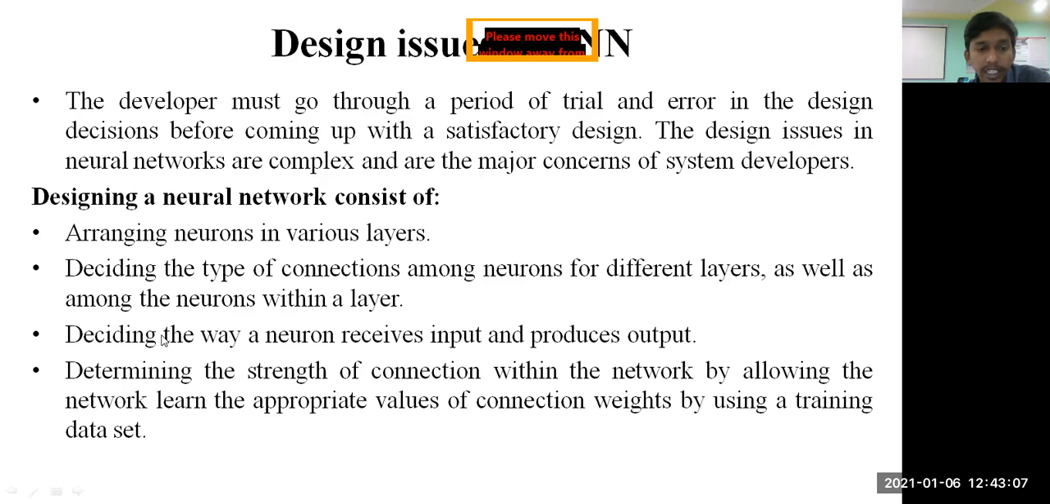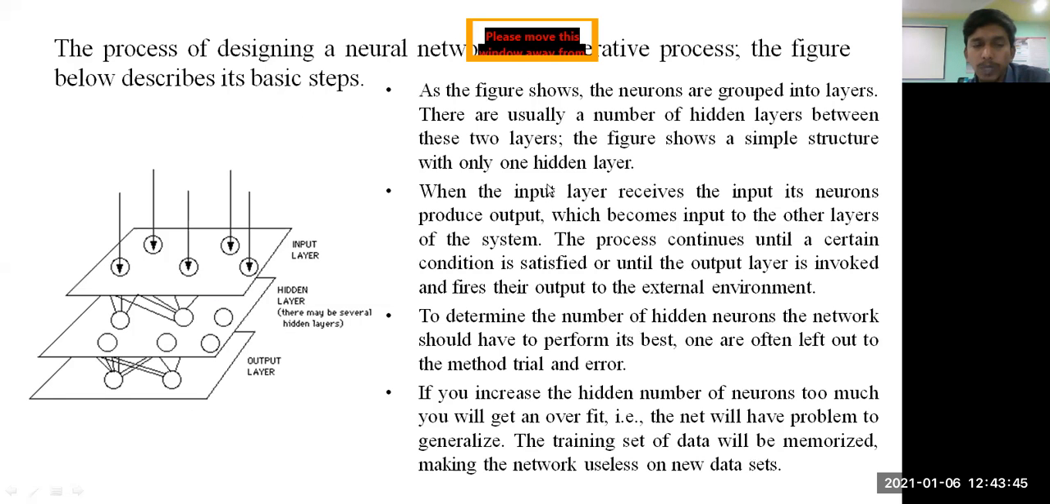The next is deciding the way a neuron receives input and produces output, and also determining the strength of connection within the network by allowing the network to learn the appropriate values of connection from a training data set. That's what we have seen in the radial basis function, about how to take a training model and form a prototype, and then decide about the distance metric. That's how linear weights are computed. So these four are the major design issues, or the key points to be noted about how to design a neural network. Let's talk about each point now.